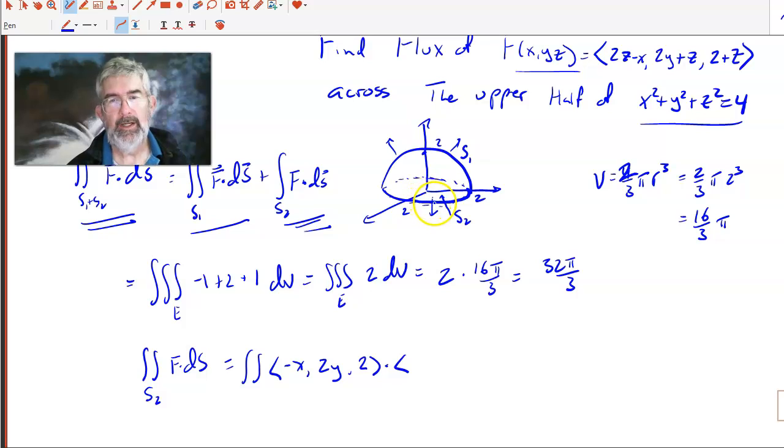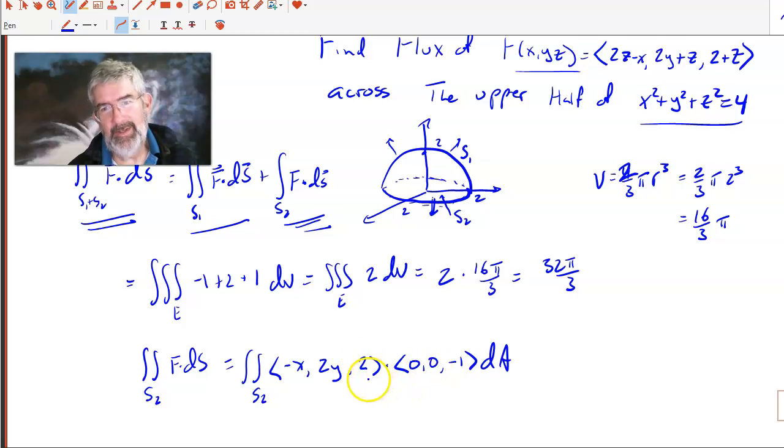Now the normal vector down there is negative k, so 0, 0, minus 1, and times, usually we would say dS, capital S, meaning a little bit of surface area, but since this is flat, dS is the same as dA. This is just dx dy here, or dy dx, and it's over the circle here, S2.